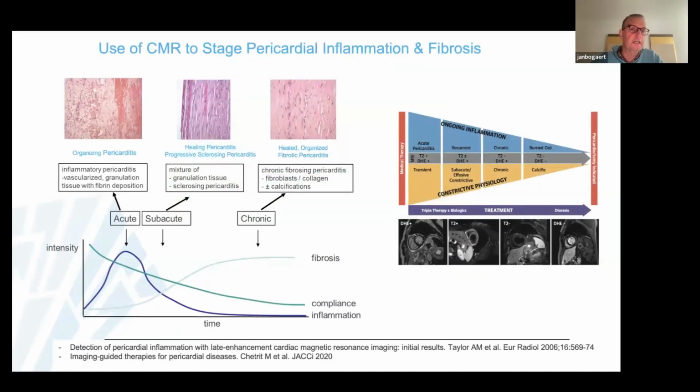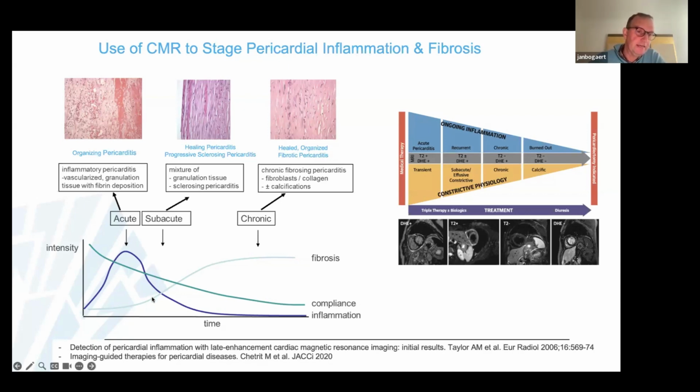If we look histologically, we have different stages. In a very early stage, it's called organizing pericarditis. What you have is a lot of inflammation, neovascularization, and granulation tissue with fibrin deposition. If not well treated at that time, it can evolve to the next stage, called healing pericarditis or progressive sclerosing pericarditis.